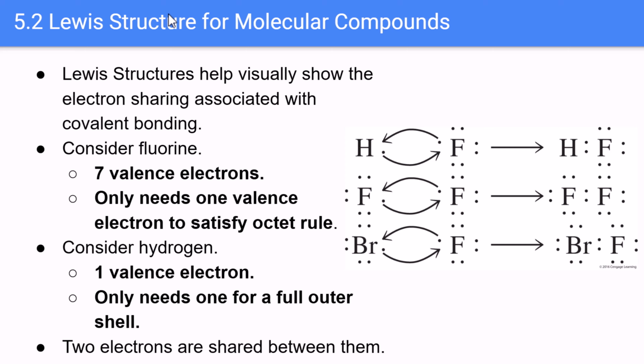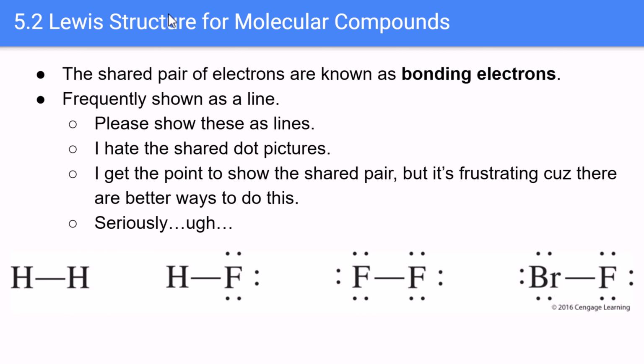So it really depends on the situation, and it will also depend on the situation on how many electrons are shared. And we'll talk more about multiple covalent bonds here in just a moment. But as you see, the shared pair of electrons are known as bonding electrons.